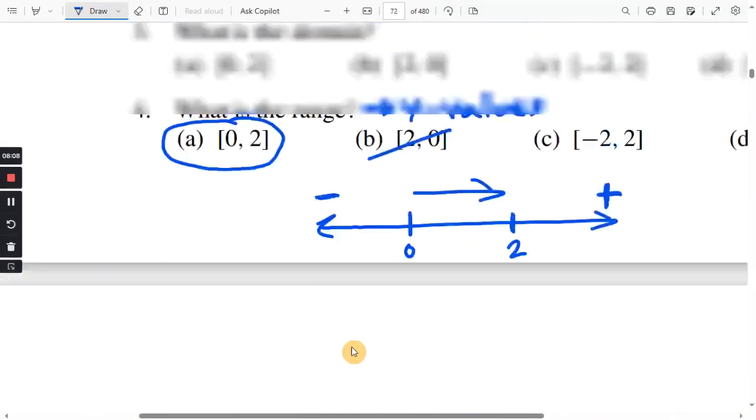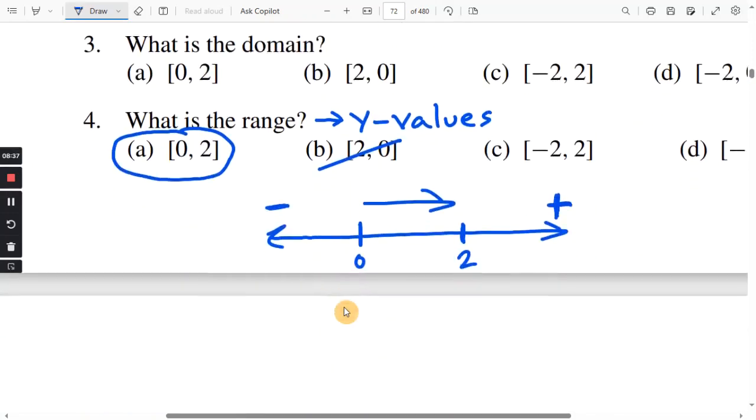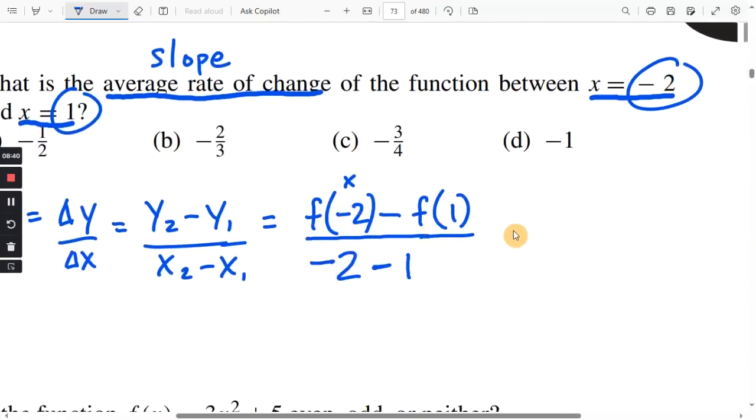So let's do that. Here's the graph. This is the x-axis. I'm going to go to x equals -2 and trace that to the graph. That's right here, and the y coordinate at -2 is actually +2. So f of -2 equals 2. Sub that into the equation. f of -2 is going to equal 2, and that's minus f of 1.